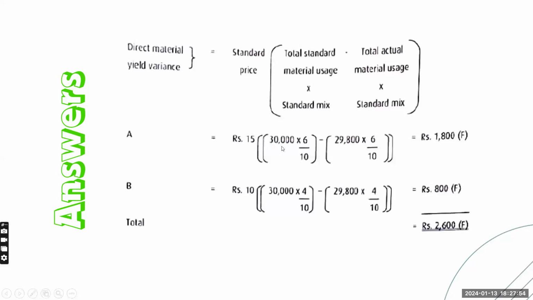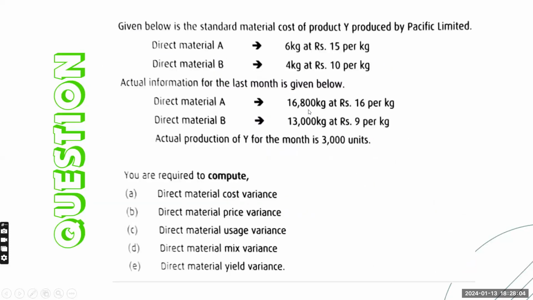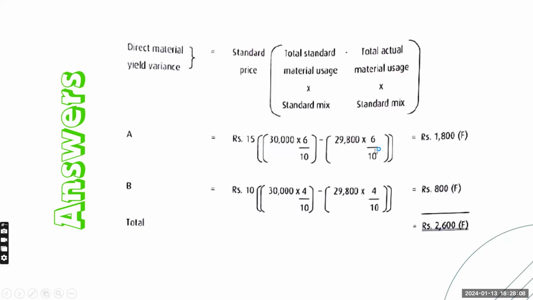30,000. Right? Then take the proportion. The standard mix, you know, is 6/10. The actual material usage is the summation, 16,800 plus 13,000 that we added and got, 29,800, again multiplied by the standard mix. Then you get the variance.